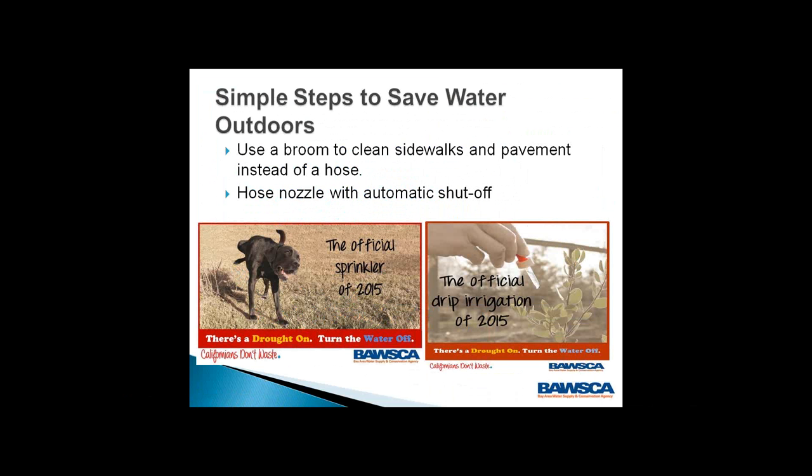All right, so let's move to outdoors. Talk about a couple of simple steps to save water outdoors. An example would be to use a broom to clean the sidewalks instead of a hose, using water efficiently only when you need it. And also install an automatic shutoff valve on your hose nozzles. A lot of member agencies actually require this, but if not, it's a good thing to invest in.